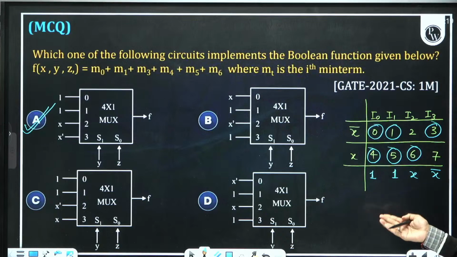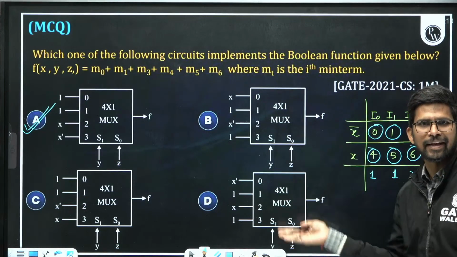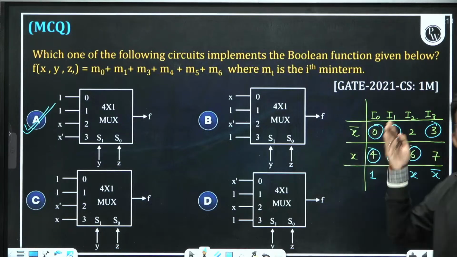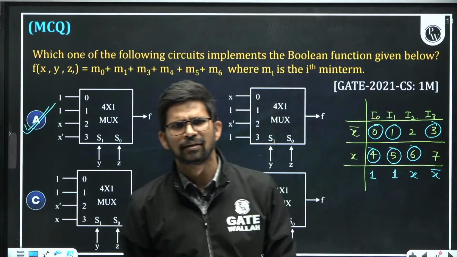It is a very easy question. You have to put YZ at the select line and then find out the values of I0, I1, I2 by this table, which can be found very, very easily.